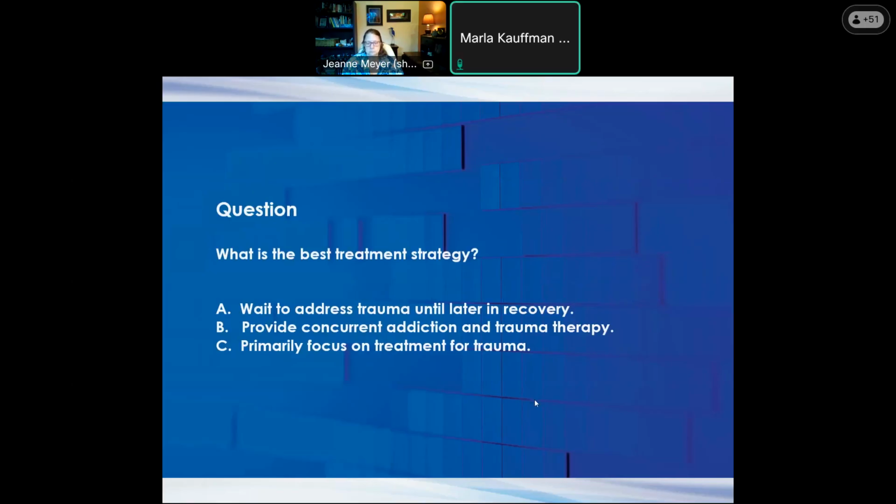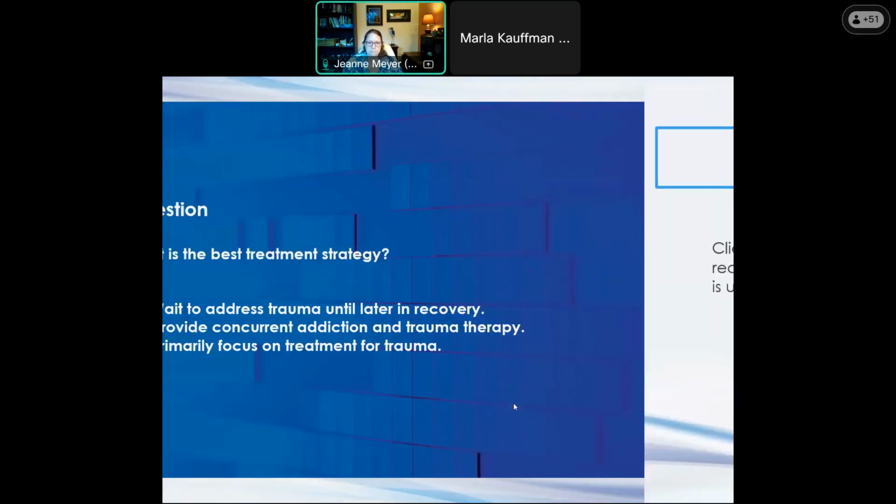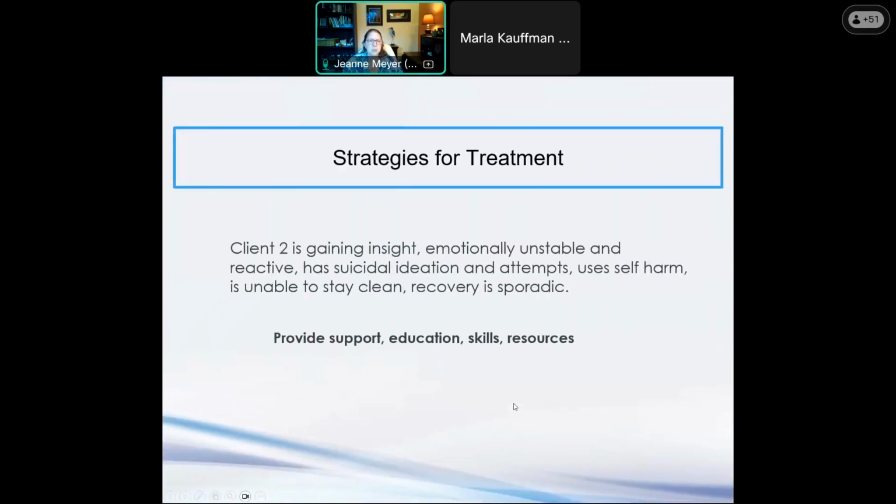Okay. 79% of people said, well, change. 78% said provide addiction and trauma treatment now. 14% said wait to address trauma until later in recovery, and 8% said wait to address addictive behavior. Okay. So what we do want to do, of course, is provide support, education, skills, and resources for all of these clients.